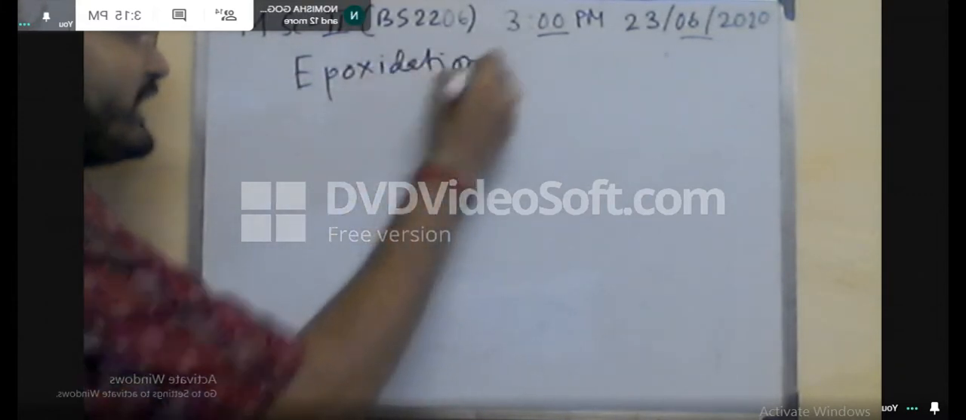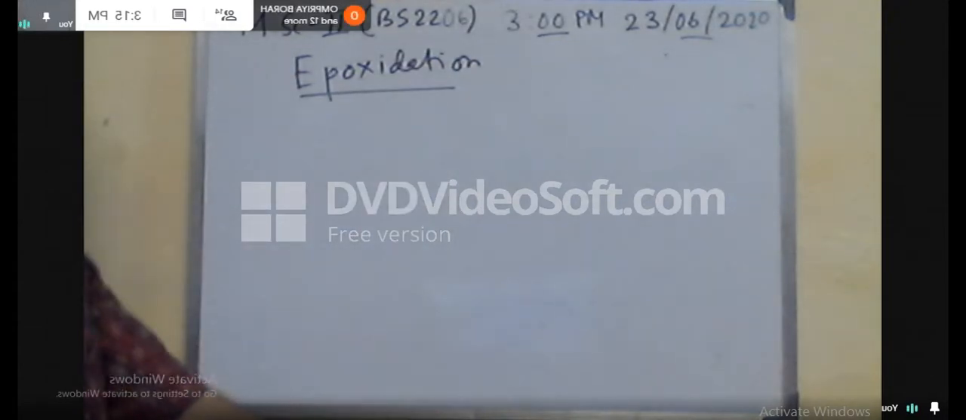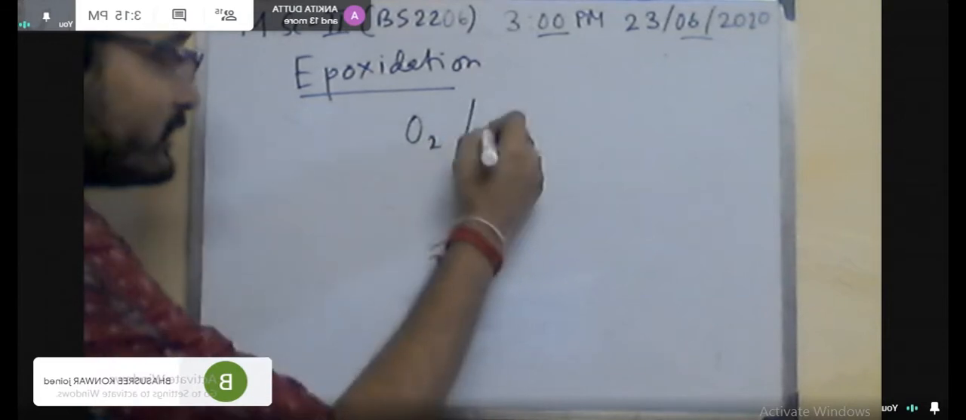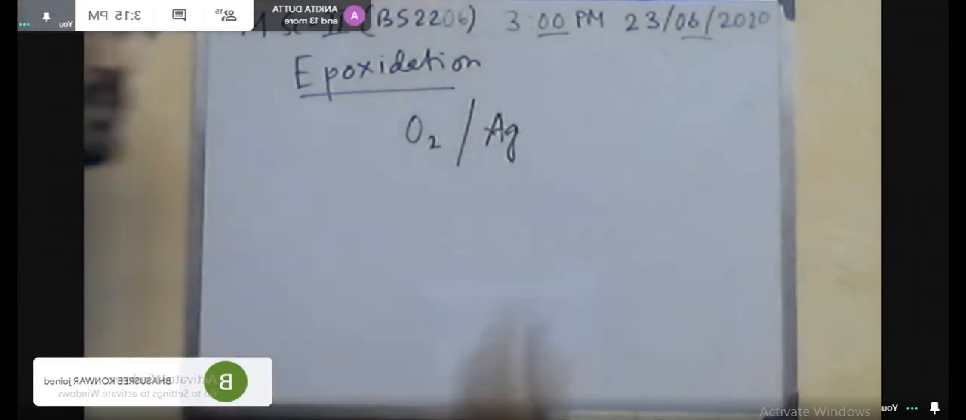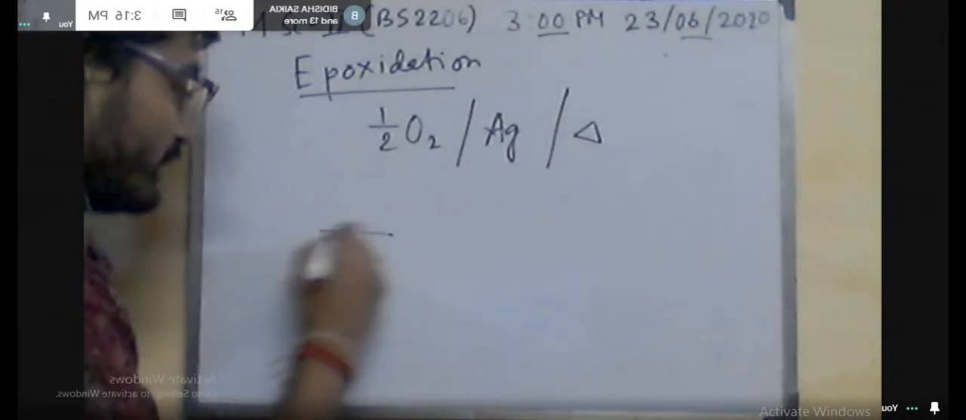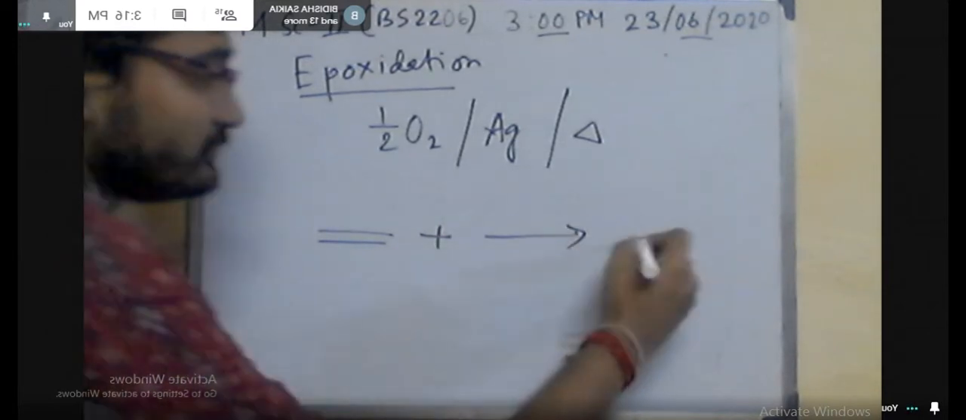Generally, the epoxidation procedure is an electrophilic addition, and it generally takes place for the alkene. You know the alkene has a pi electron cloud, so it is an electron rich center, or electron rich species. In epoxidation, oxygen in presence of silver and strong heat is used to carry forward the reaction, and it will generate the epoxide.